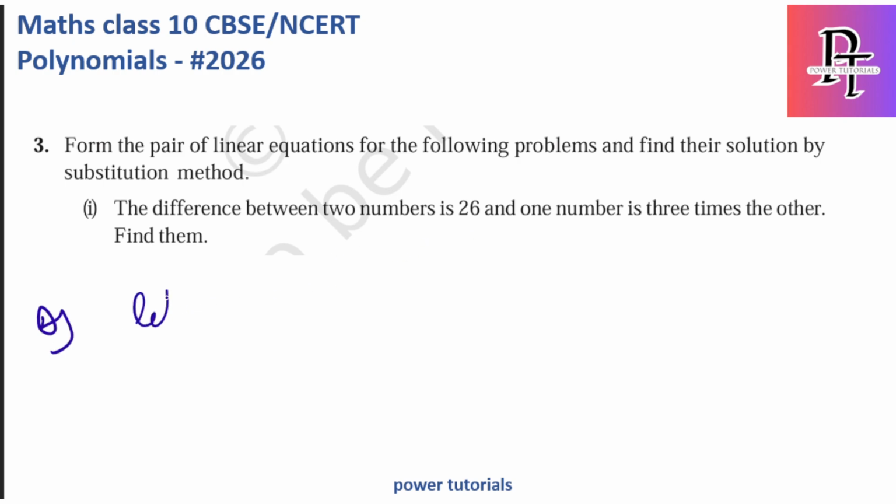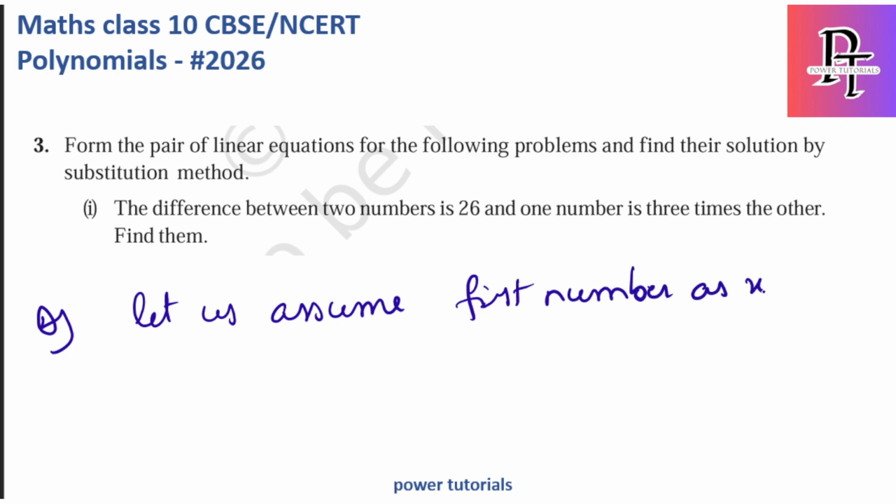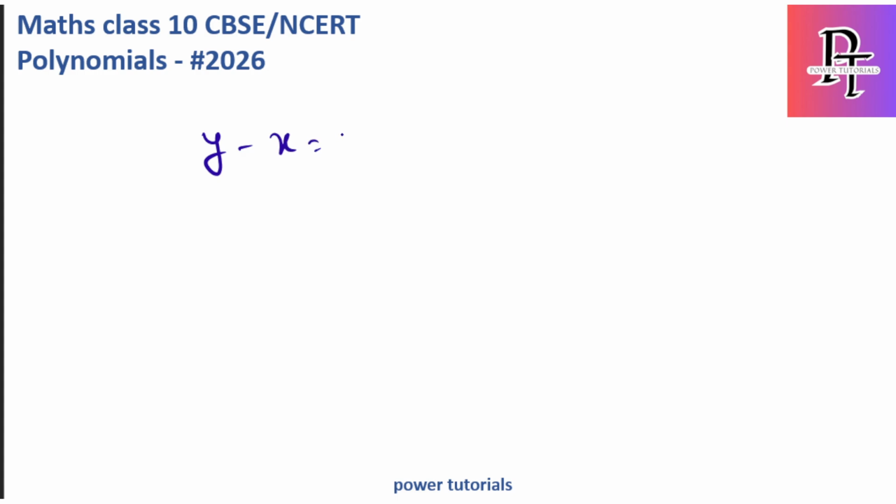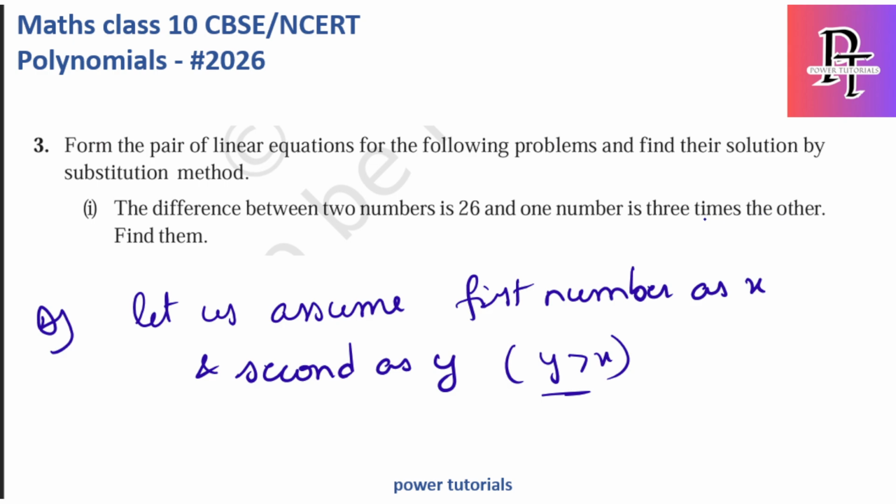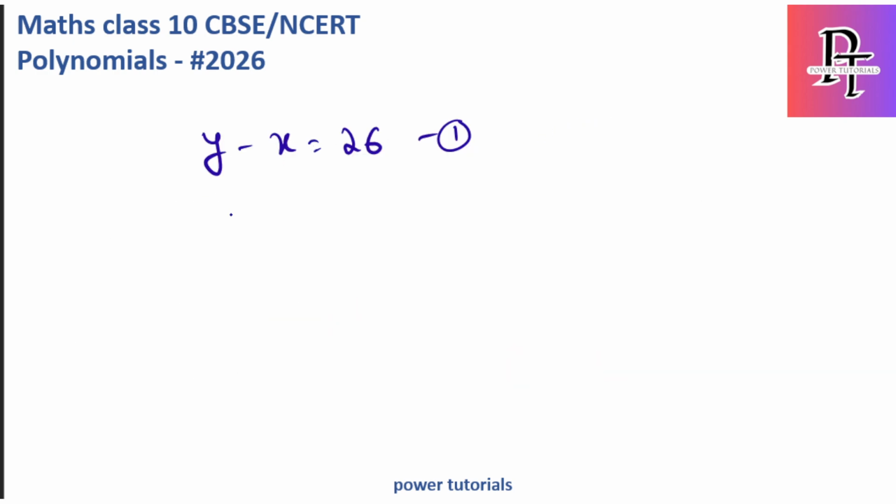So let us assume the first number as x and the second as y, and assuming y is greater than x. The difference between the numbers is 26, so y minus x is the first equation, which is 26. What is the second condition? One number is 3 times the other. So simply, y value is 3 times the other, y equals 3x, is the second equation. You already have the condition in terms of the other, so substitute here.